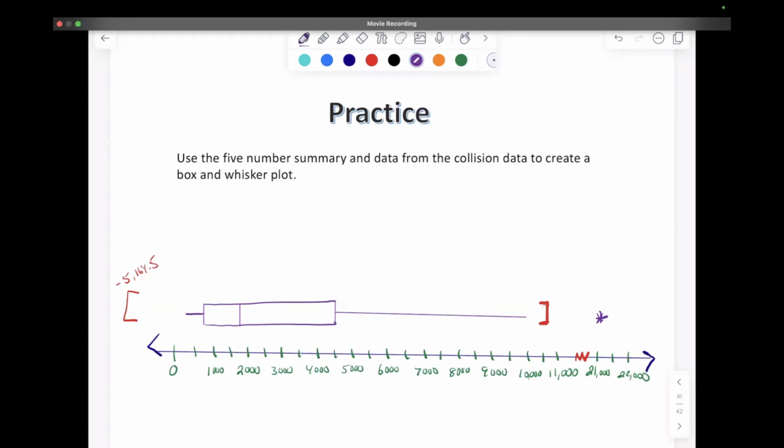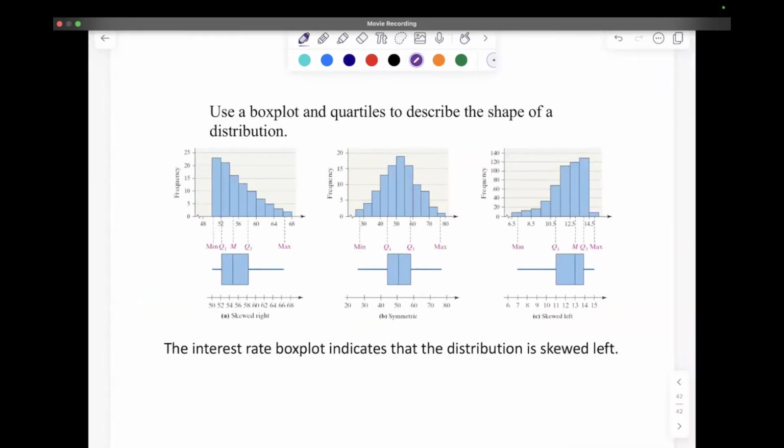Okay, I'm going to go to the last page. So notice the comparisons here with the box plots and the histograms. The one on the left is skewed right, and you can see how the whisker is longer on the right than it is on the left. And then look at the second one, which is symmetric. You can see that the whiskers are approximately the same. My median is basically smack dab in the middle of my box.